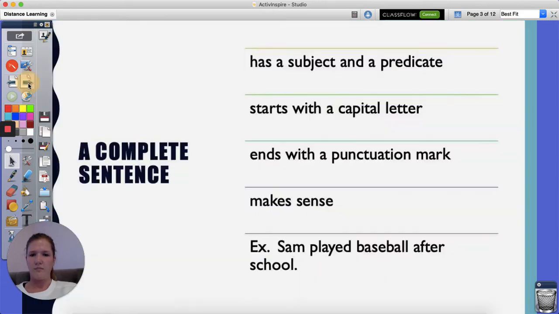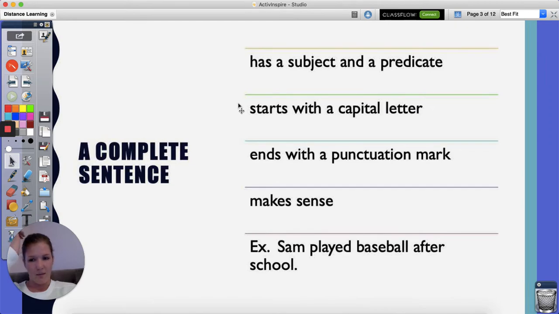Alright, let's check it out. So a complete sentence, oh my goodness, this looks like a lot, but it's really not. We know that a complete sentence always has a subject and a predicate. We always have to know who the sentence or what the sentence is about and who or what that person or object is doing. So for example, if I said, Mr. Ryder eats cheeseburgers, I know that my subject, who I'm talking about, is Mr. Ryder, and I know that when I say eats cheeseburgers, that's my predicate because it's telling me what he's doing.